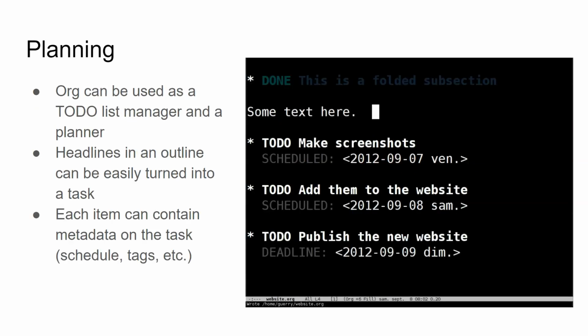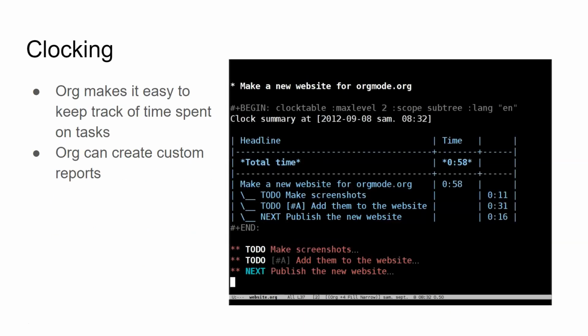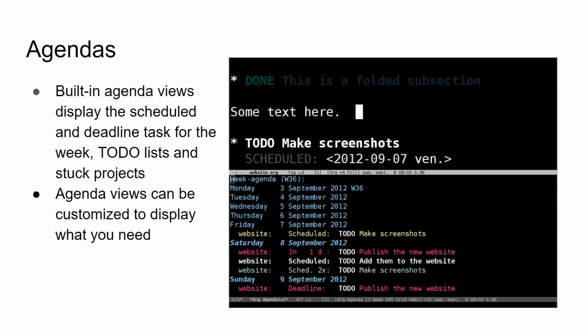Org can be used as a to-do list manager and a planner. Headlines in an outline can easily be turned into tasks, and each of these can contain metadata for the tasks, such as schedule and tags. Org makes it easy to keep track of time spent on tasks and can create custom reports to summarize this information. Built-in agenda views can display the scheduled and deadline tasks for the week, to-do list, and stuck projects. These views can be customized to display what you need.